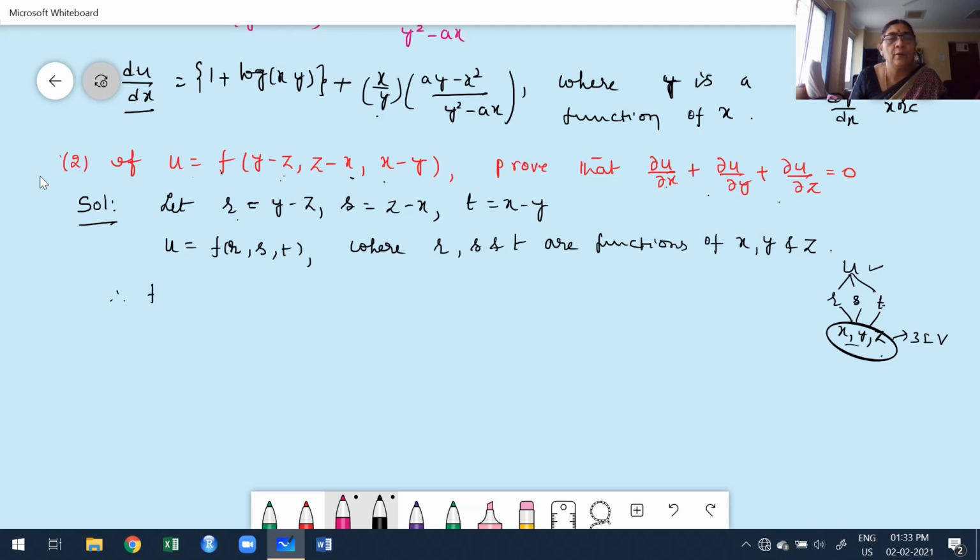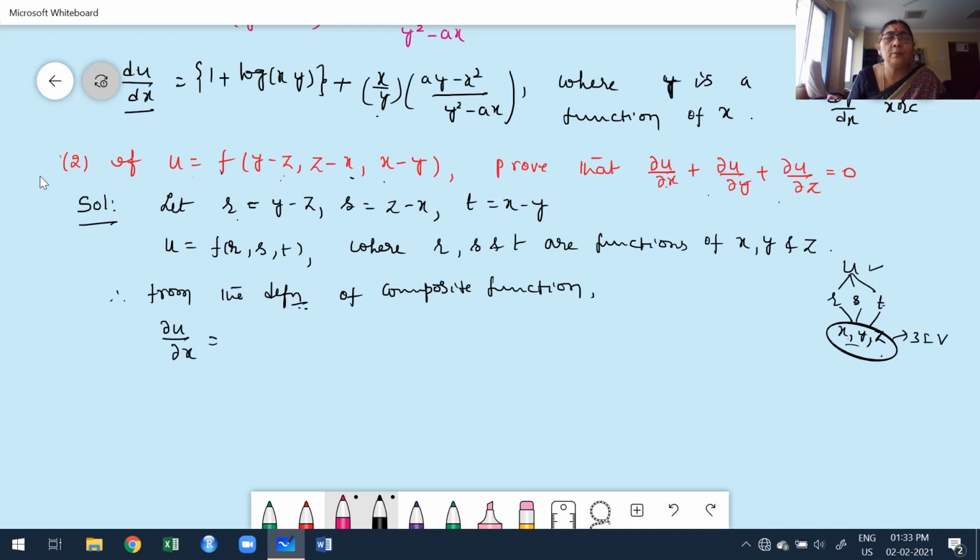Therefore, from the definition of composite function, I think it's clear why I should take composite function, because u is a function of r, s, t, and r, s, t depend upon more than one independent variable. Therefore, I go for the composite function definition. Partial derivative of u, the independent variables here are x, y, z. u with respect to x.